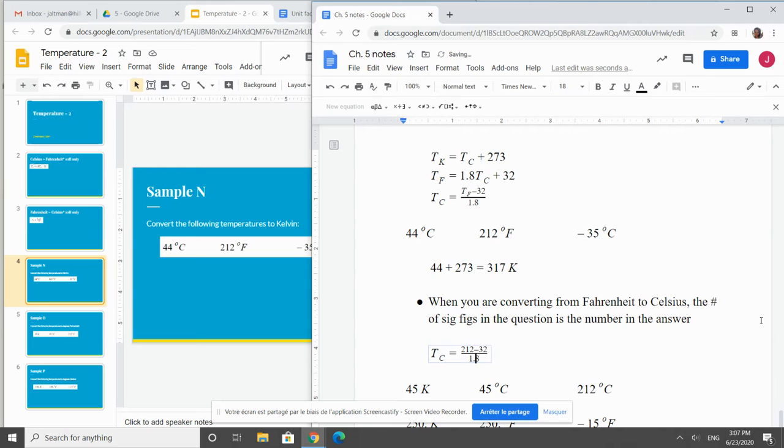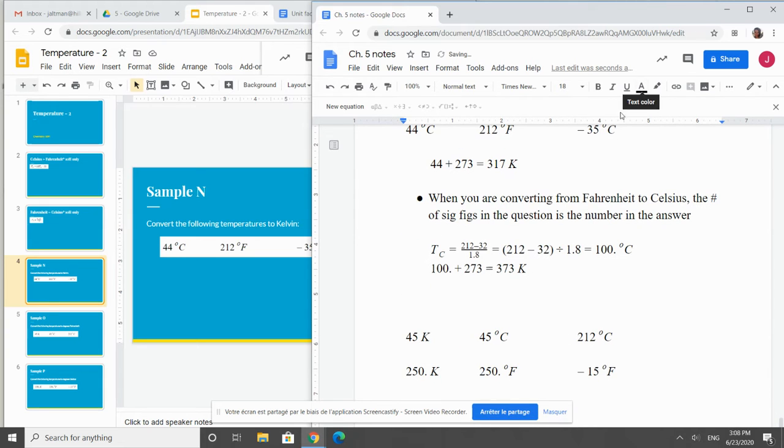I'll show you how I put it in my calculator in case that is something that is still sort of troubling you. I put it in my calculator all at once, and I got that it was 100 degrees Celsius, but because 212 has 3 sig figs, I did 100 degrees Celsius. So then to convert this to Kelvin, I just add 273. I got 373 Kelvin.